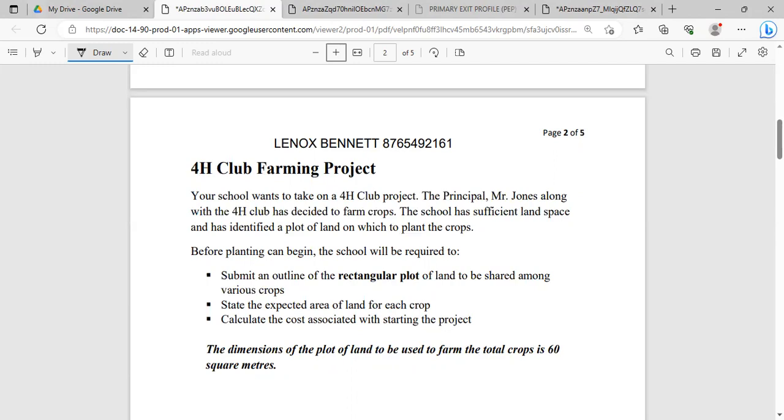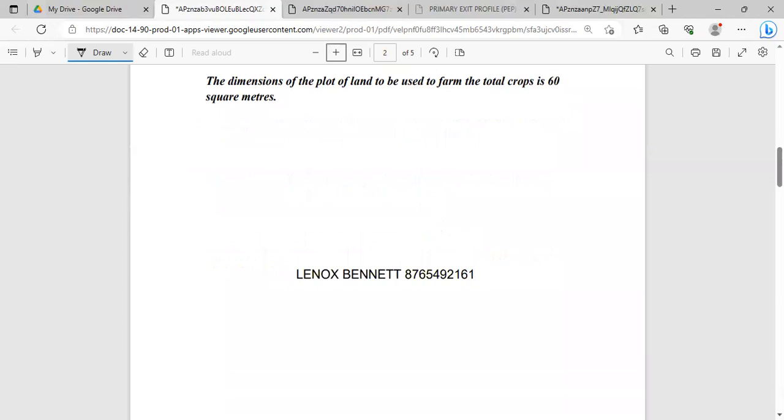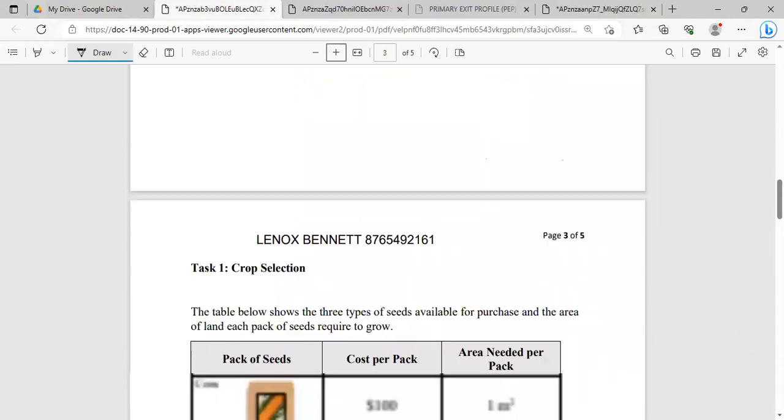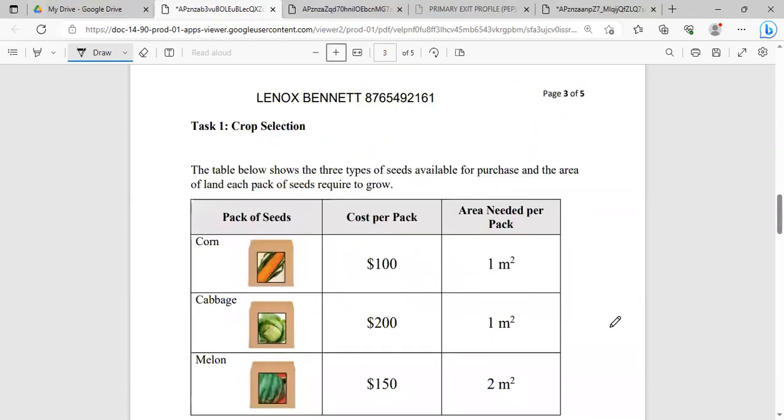All right, so the dimension of the crop plot should be 60 square meters. And remember, it should be a rectangular shape. All right, so let's go. It says Task 1, which is crop selection. The table below shows the 3 types of seeds available for purchase and the area of land each pack of seeds requires to grow. All right, let's go.